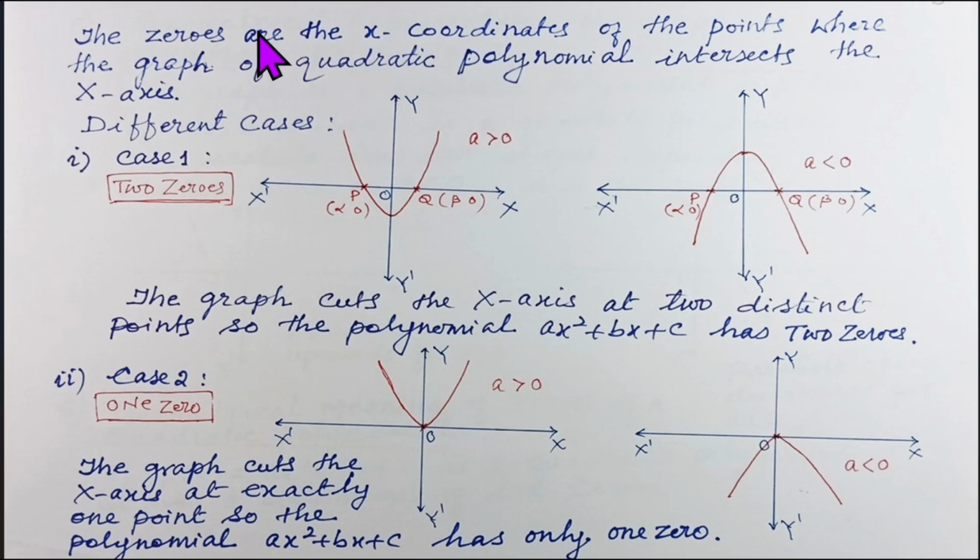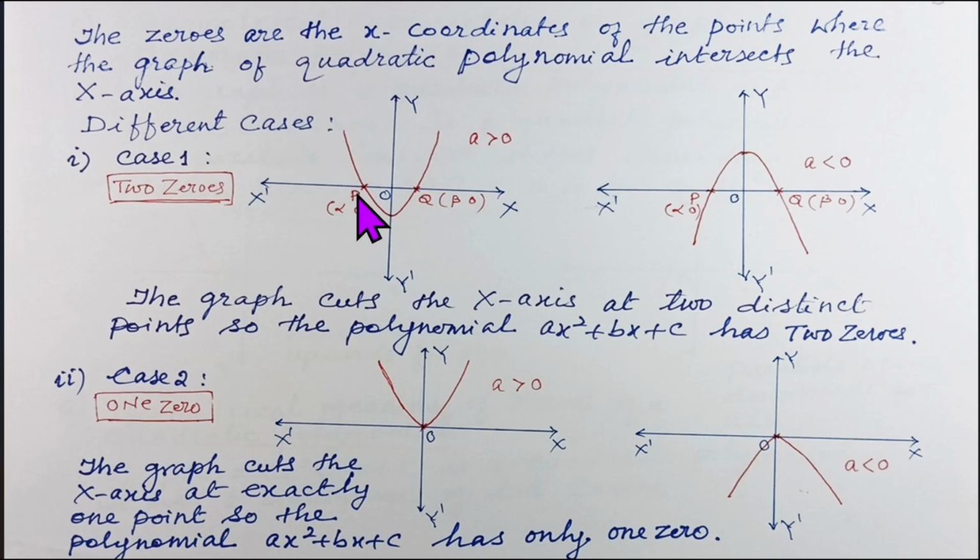The zeros are the x coordinates of the points where the graph of a quadratic polynomial cuts the x-axis. That means the parabola cuts the x-axis in two distinct points. Then different cases are possible. So if it cuts in two distinct points, the coordinates of point P are alpha, 0, and the coordinates of point Q are beta, 0. Alpha is the x coordinate of point P, beta is the x coordinate of point Q. Therefore, this particular parabola has two zeros. That means the zeros are the x coordinates. Alpha is the x coordinate here. The zeros are the x coordinates of the points where the graph of the quadratic polynomial cuts the x-axis.